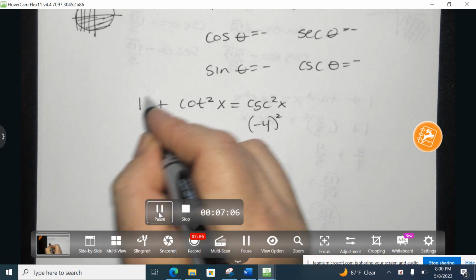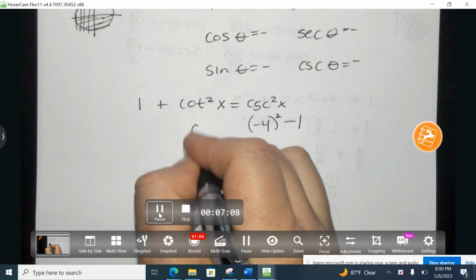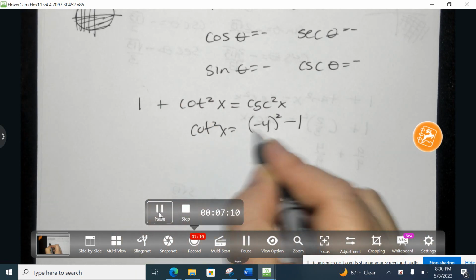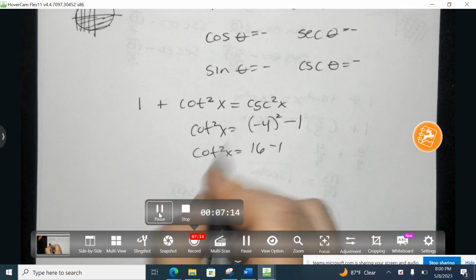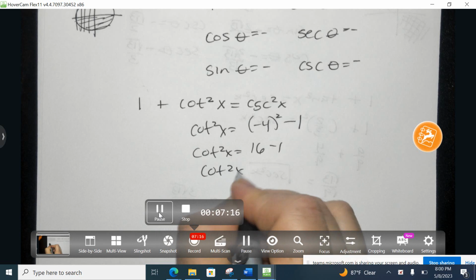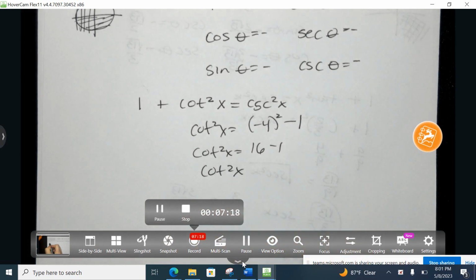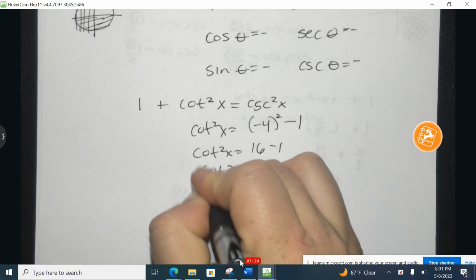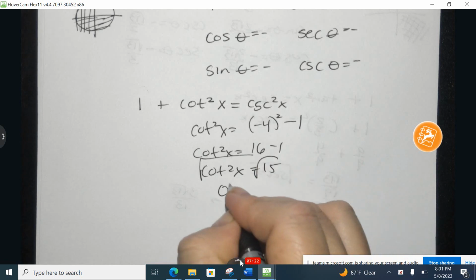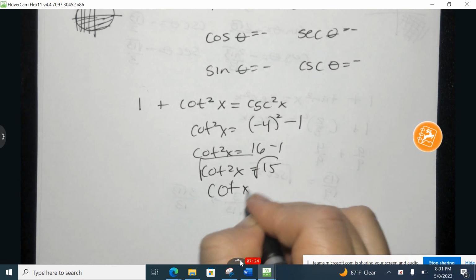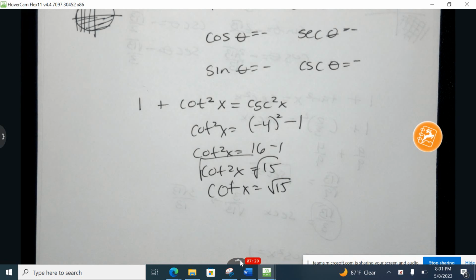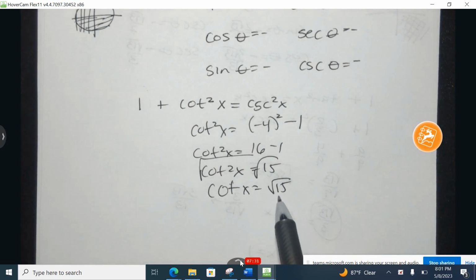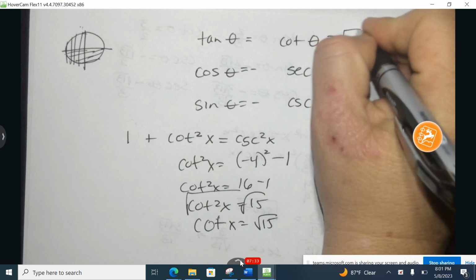Now I'm going to take this 1, and when I bring it across, it's going to be subtracted. So cotangent squared is equal to this quantity. Cotangent squared is equal to 16 minus 1, which is 15. Cotangent squared x, take the square root of it, and the cotangent is equal to the square root of 15. It describes a length, so I know it's going to be positive. I know that can't be broken down any further. So this is positive radical 15.